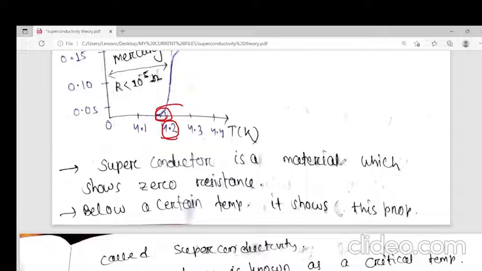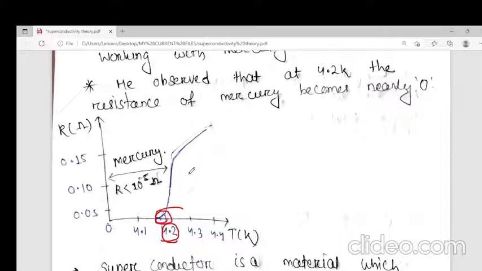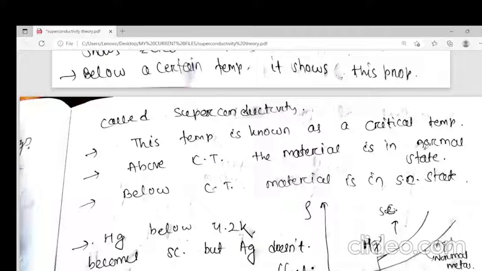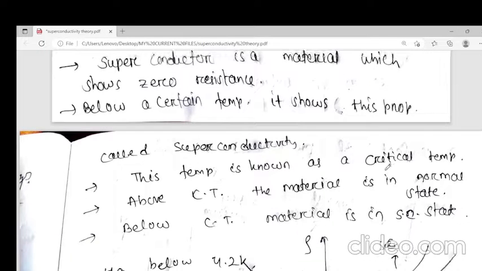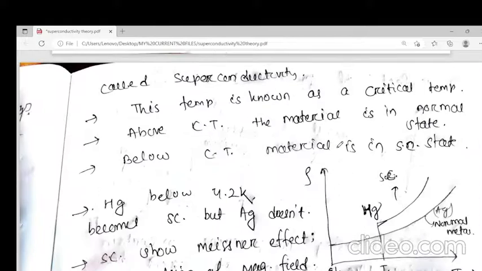So superconductivity is the property of a material which shows zero resistance below a certain temperature. This temperature is known as the critical temperature. Above the critical temperature the material is in the normal state, and below the critical temperature the material is in the superconducting state. He mentioned that this region is the superconducting state.